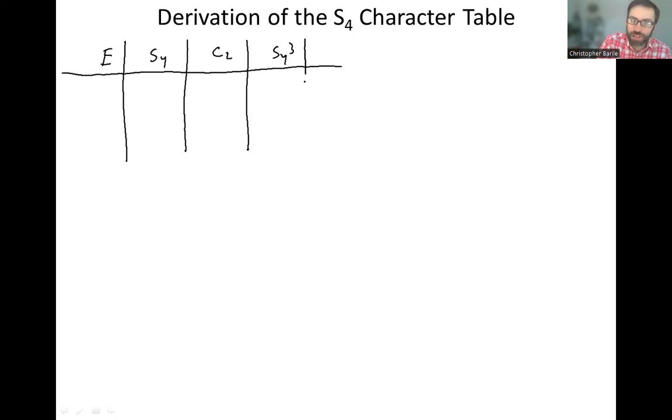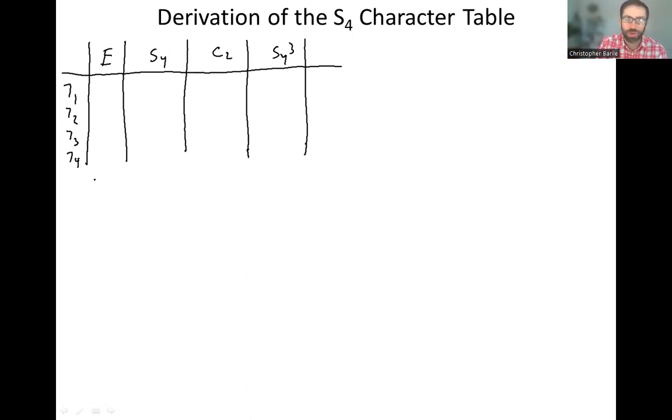And so our first character table rule tells us that we have an equal number of irreducible representations as we do classes. So we have 4 classes, so that means we're going to have 4 irreducible representations. Okay? And so we're, for now, just going to call these gamma 1, gamma 2, gamma 3, gamma 4.